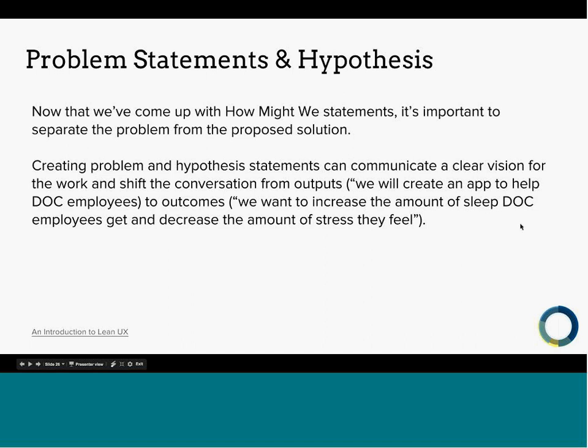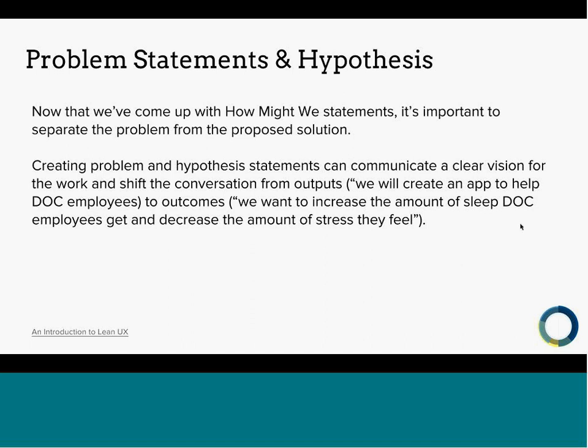So next, in continuation of the how might we statement, there's another type of problem hypothesis statement, and this is where you'll be taking solutions and putting them into the same kind of sentence. A problem and hypothesis statement can help communicate a clear vision for the work itself as you shift the conversation from outputs to outcomes.